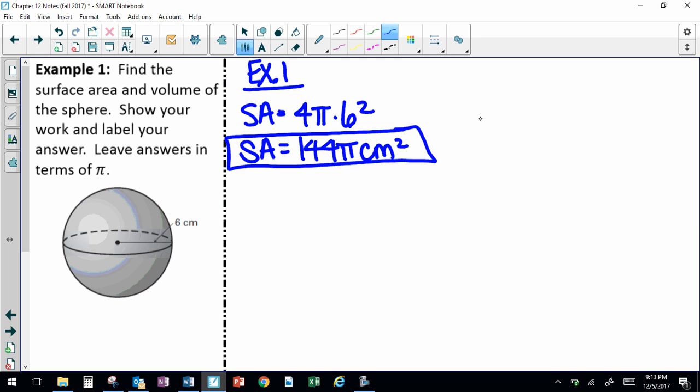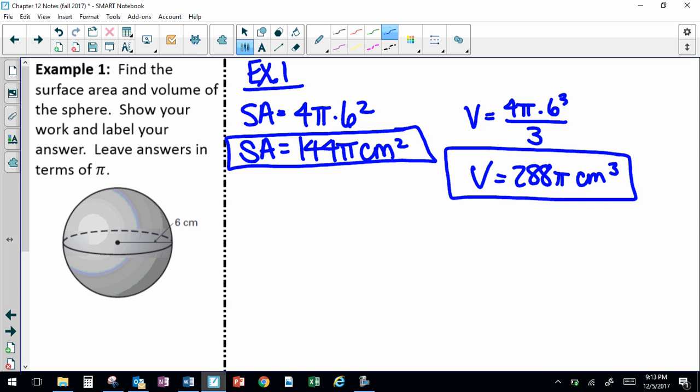Okay, and then your volume, 4 pi times radius cubed, so 6 to the 3rd power, all divided by 3. So 6 to the 3rd times 4 divided by 3, 288 pi centimeters cubed.